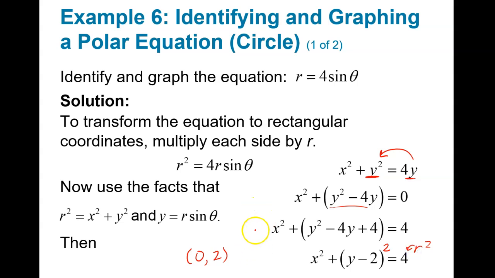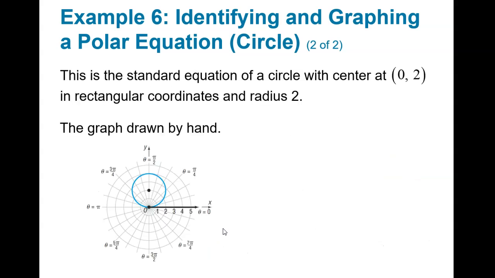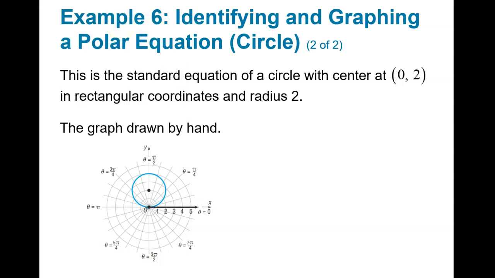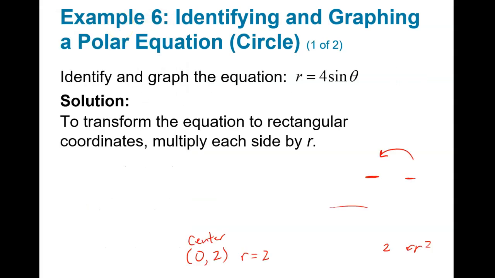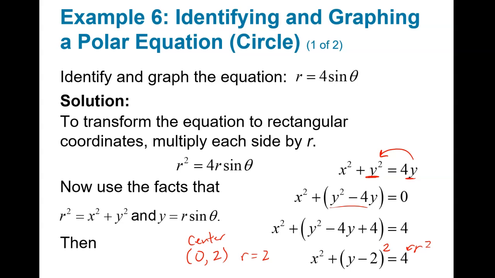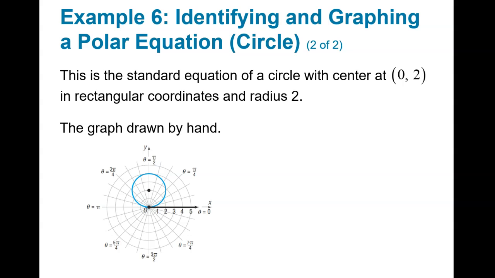Or sorry, the square root of 4, which is 2. So the center is (0, 2), the radius is 2. So there would be our plot, and it's exactly what the TI showed earlier when we looked at it. So there is a polar equation that's in a form that we have to do some manipulation to get it to look like a rectangular equation that we're familiar enough with to be able to plot it.